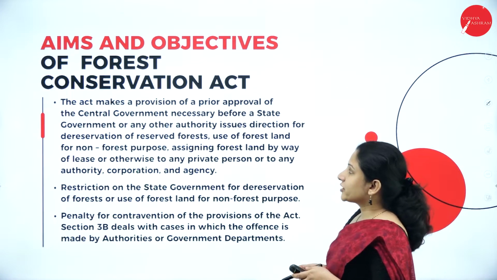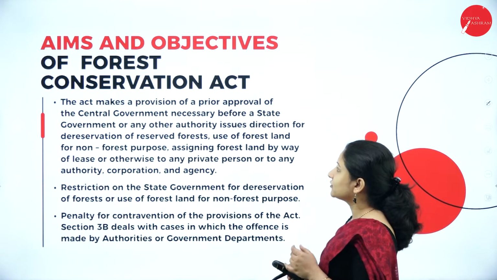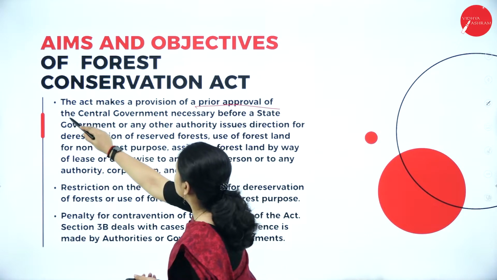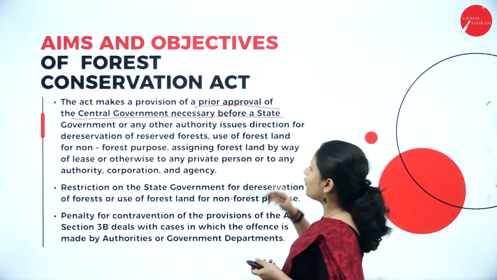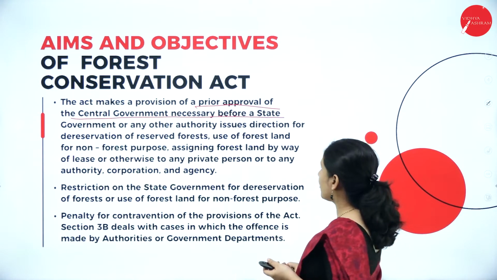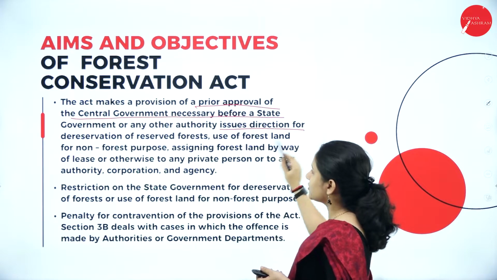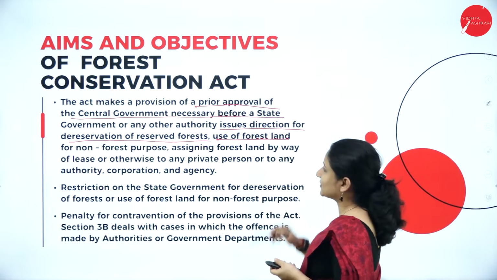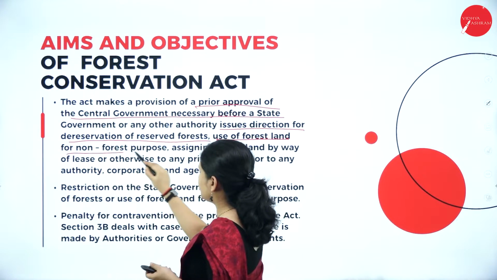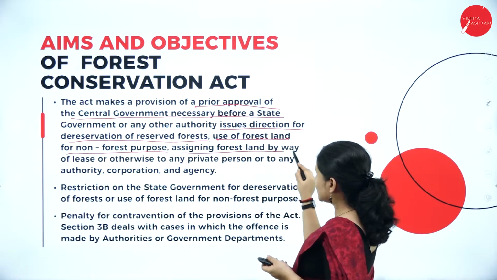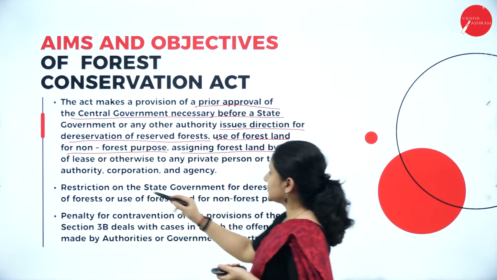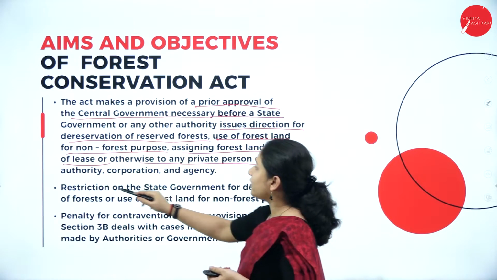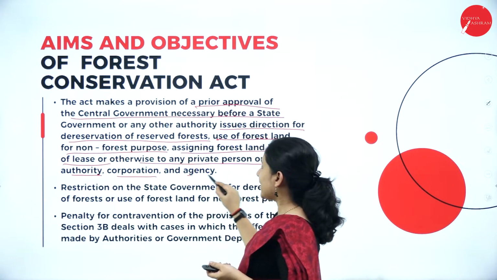So, the aims and objectives of the Forest Conservation Act. The act makes a provision of a prior approval of the central government necessary before a state government or any other authority issues direction for de-reservation of reserved forest, use of forest land for non-forest purpose, or assigning forest land by way of lease or otherwise to any private person or to any authority, corporation and agency.